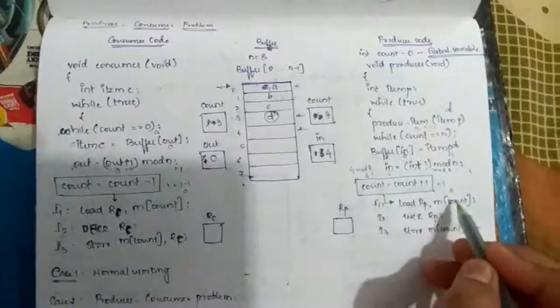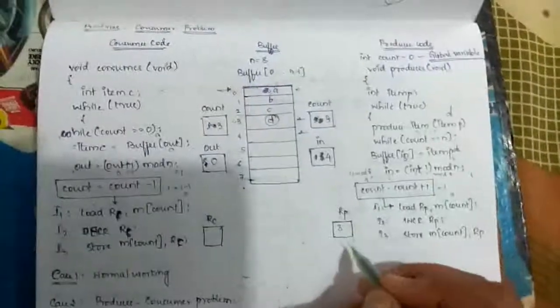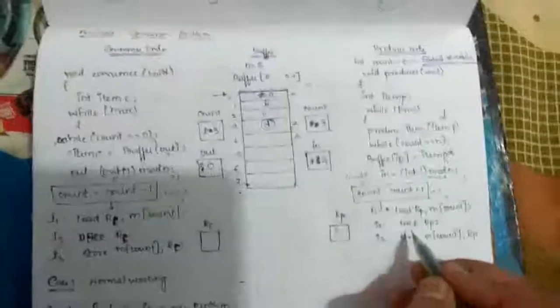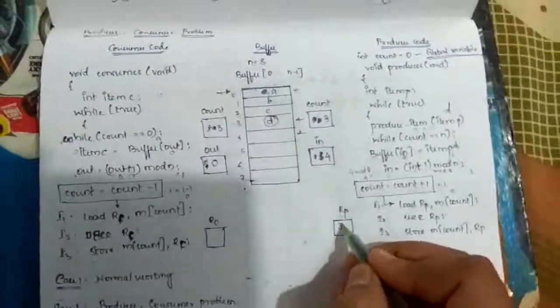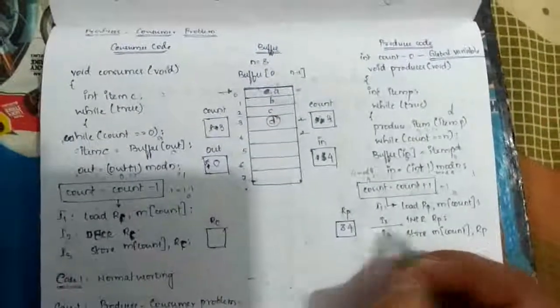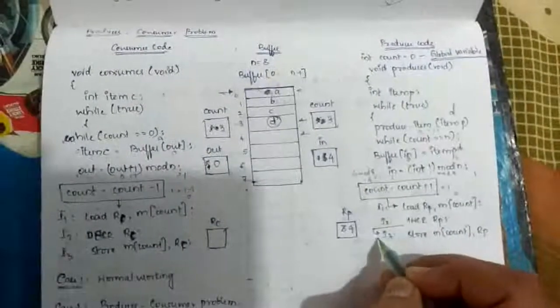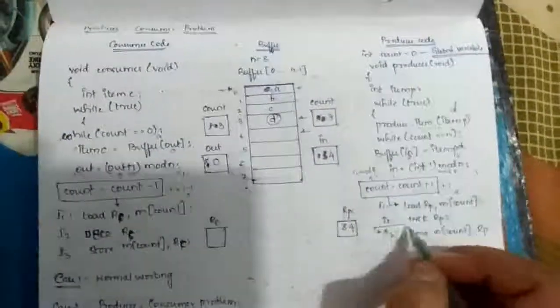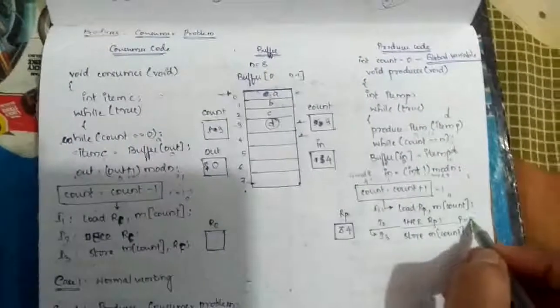So count value is 3. This count value is loaded into rp, so this got updated to 3 now. Increment rp, so this got incremented to 4. But before the next instruction, I3, gets executed, this program gets preempted.